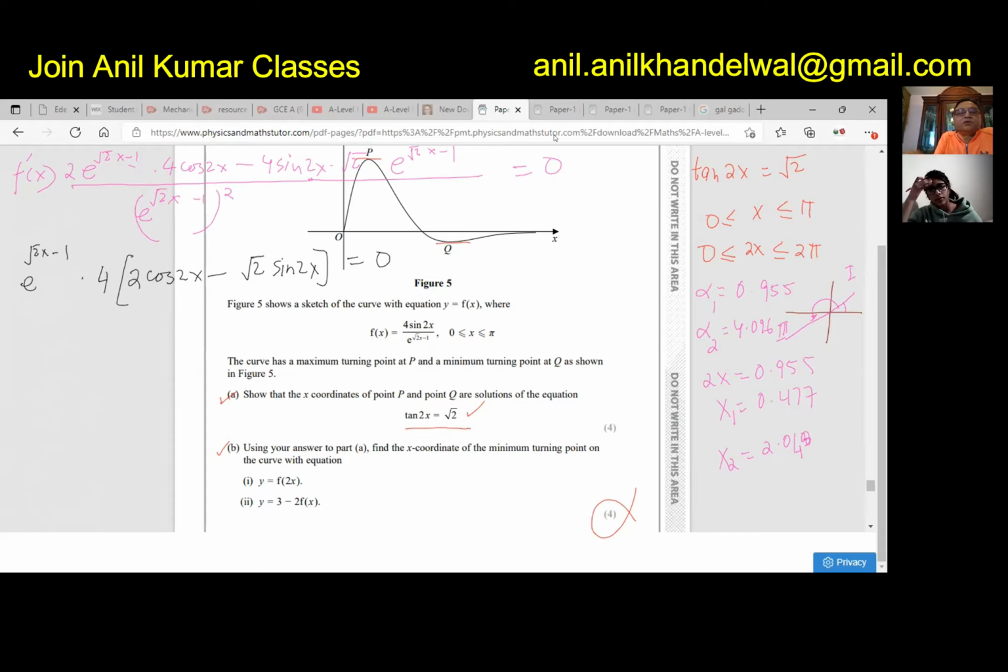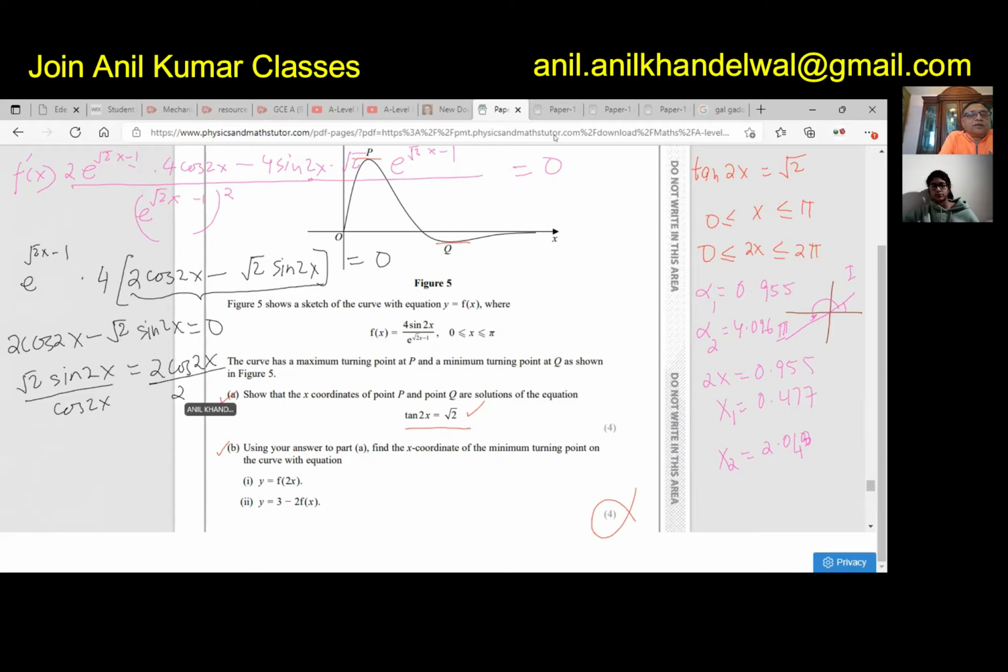And we know x is between 0 and 2 pi. So the exponential expression will never be 0. It is always positive, right? Only the inside part will be 0. And we know this is tan 2x, right? So when we equate, 2 cos 2x minus square root 2 sine 2x equals 0, and that gives you square root 2 sine 2x equals 2 cos 2x. So dividing by cos 2x, right?